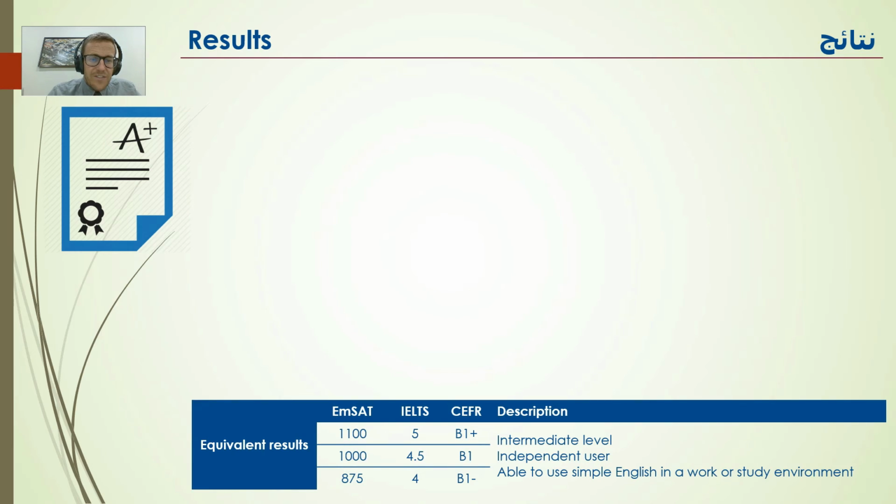Here are some equivalent results. So EmSAT 1100 is like an IELTS 5 and we call it CEFR B1+. It's an intermediate level. Then we have down to 875, which is the same as IELTS 4, 4.5, and it's B1-.